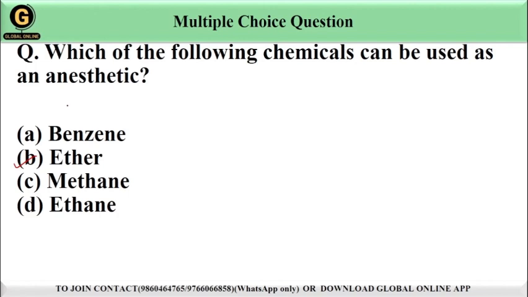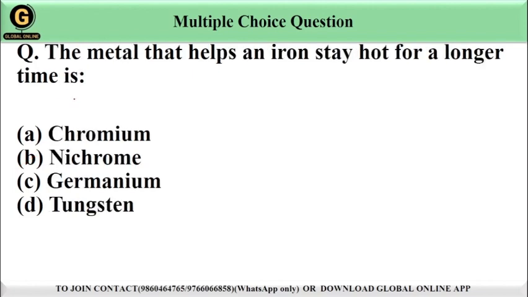It was widely used in surgeries before the development of modern anesthetics. The other substances listed, that are benzene, methane and ethane, are not used for anesthesia. So the correct answer among the options is option B, ether. Let's move to the next question.